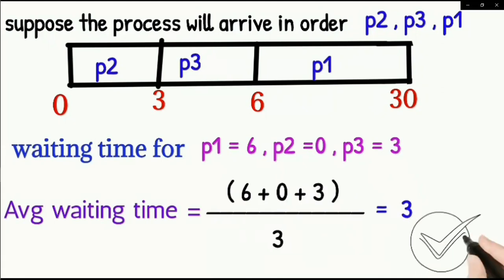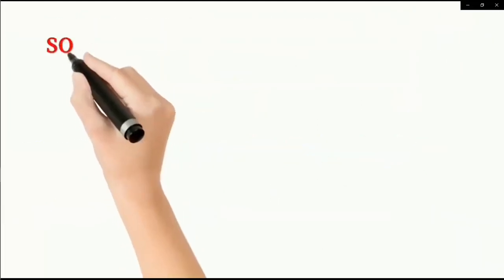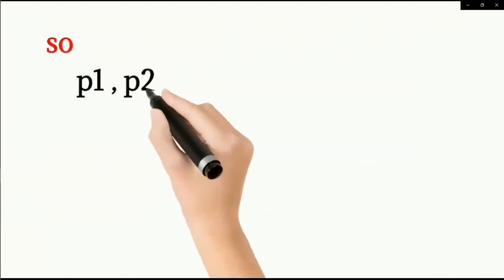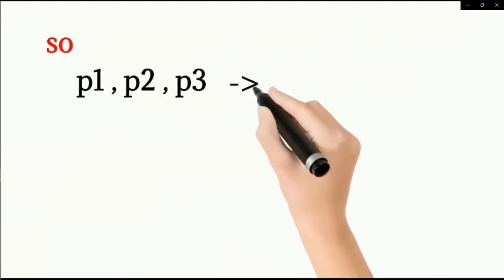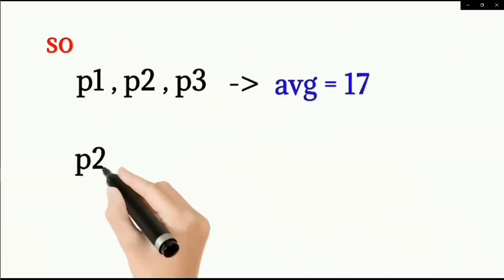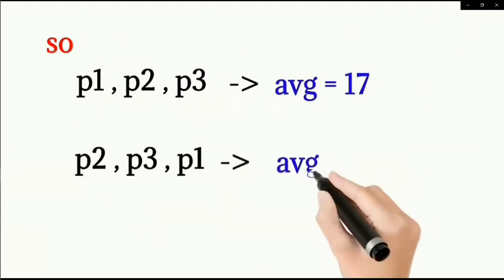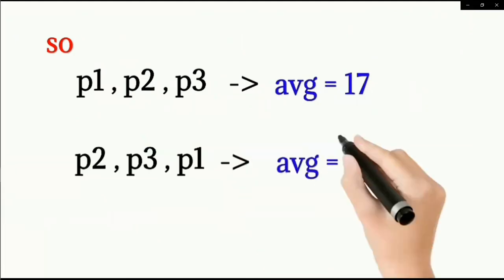So the average time of the two orderings will differ. If you take the order as P1, P2, P3, the average time will be 17. If you take the order as P2, P3, P1, you will get an average waiting time of 3.